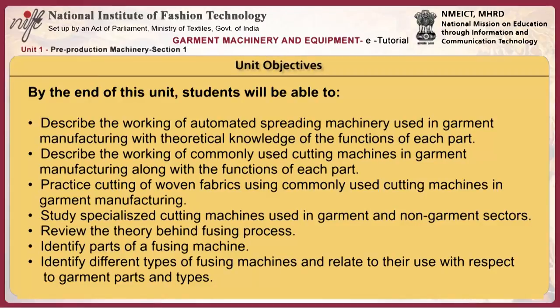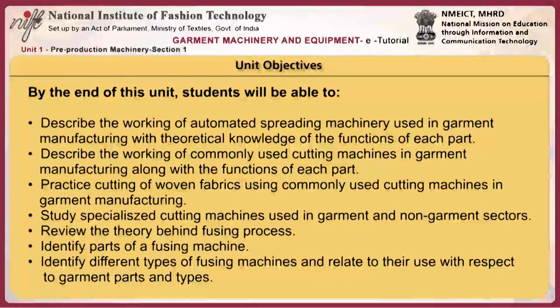By the end of this unit, students will be able to describe the working of automated spreading machinery used in garment manufacturing with theoretical knowledge of the functions of each part. Describe the working of commonly used cutting machines in garment manufacturing along with the functions of each part. Practice cutting of woven fabrics using commonly used cutting machines in apparel manufacturing. Study specialized cutting machines used in garment and non-garment sectors.